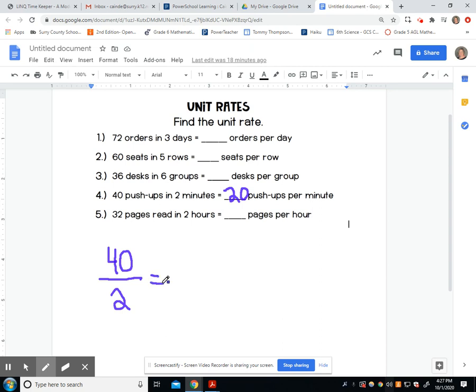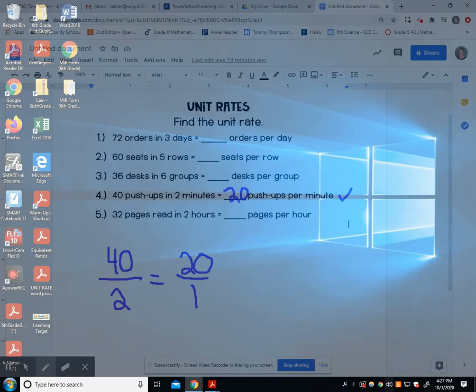What a unit rate wants to know is how many could this person do in 1 minute? Uni means 1. So all I would have to do is 40 divided by 2. And 40 divided by 2 gives us 20. So they could do 20 push-ups in 1 minute.